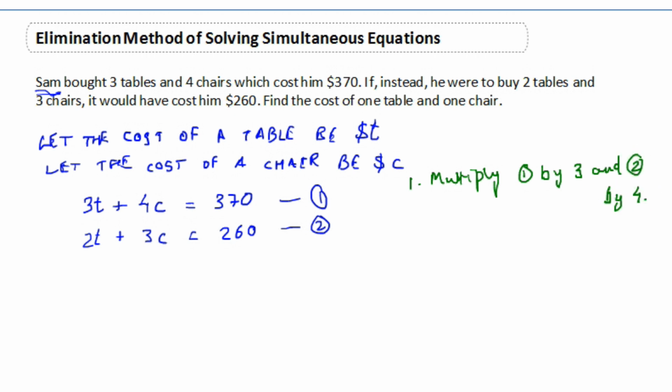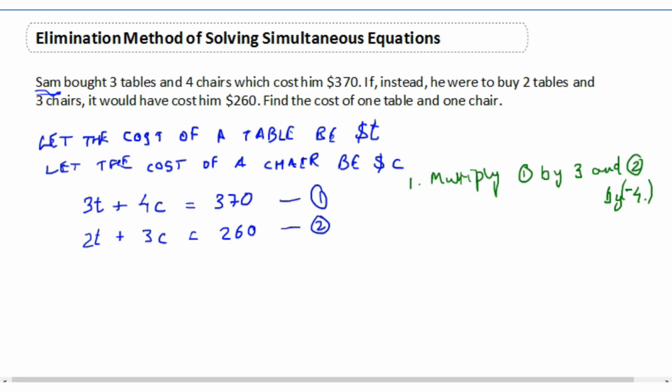That is one of the choices that we have, but that also won't solve it, because when we add the two equations together it won't give us a 0. So we will make one of these numbers negative. So multiply 1 by 3 and 2 by negative 4. If we do that, then we'll get negative 12c, and then when we add those equations together, it will eliminate the variable.